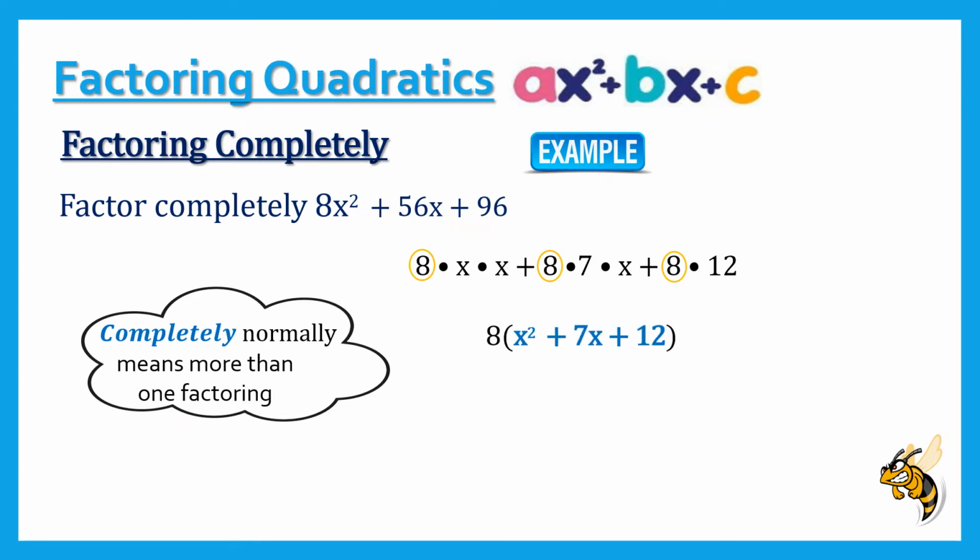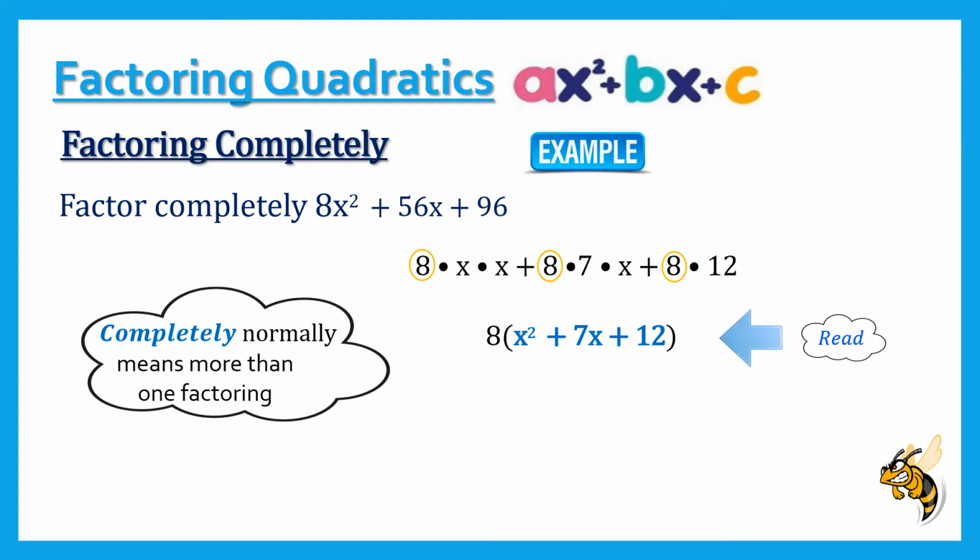Remember, your greatest common factor goes on the outside and everything else goes in the parentheses. So x times x is x squared, followed by a plus, and 7 times x is 7x plus 12. Once we have the greatest common factor removed from the expression and put on the outside of the parentheses, we can go ahead and factor what's on the inside of the parentheses. Remember, we read from right to left. So we want to know what two numbers multiply to give you 12, but when you add them, you get 7.